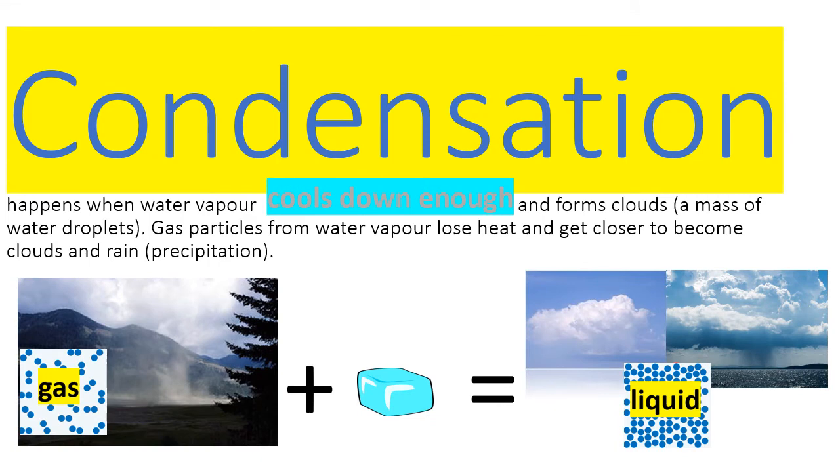Next, we have the second part of the water cycle, condensation. So condensation happens when water vapor cools down enough and forms clouds, a mass of water droplets. Gas particles from water vapor lose heat and get closer to become clouds and later rain or precipitation. So condensation in the form of clouds. So gas plus cooled down enough, loses enough heat, equals liquid.